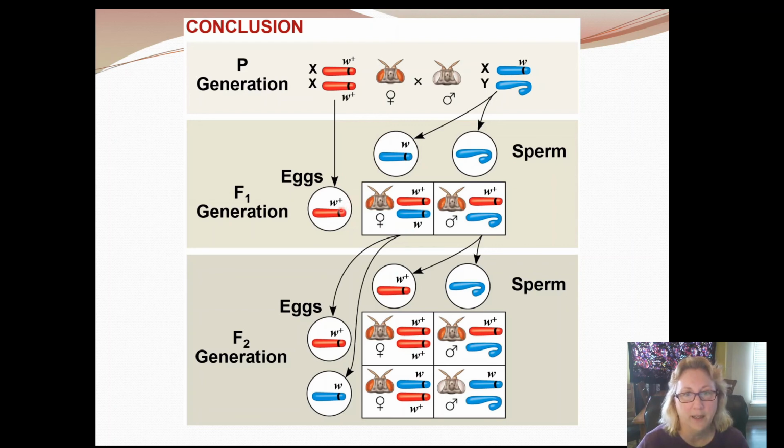So here's our white eye allele. Here's our normal female. All the eggs are going to have a chromosome with a normal wild type allele on it. So here's our F1 generation. The females are going to be heterozygous.